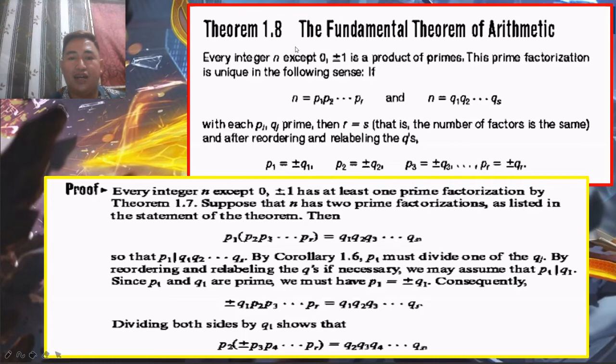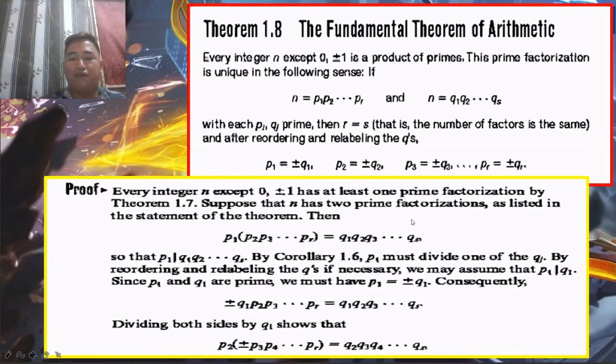Now, let's prove this in 1.8. Then R is equal to S. Meaning, the number of primes on the P side is equal to the number of primes on the Q side, because n is equal to itself. Suppose that n has two prime factorizations as listed in the statement of the theorem.